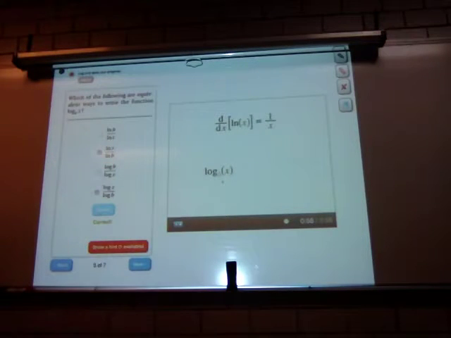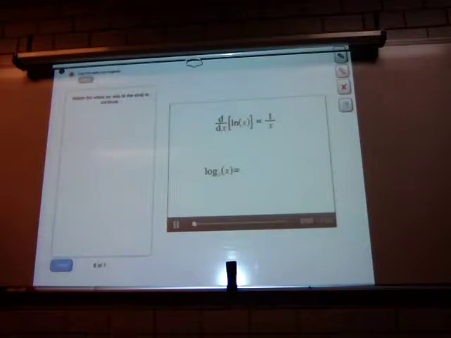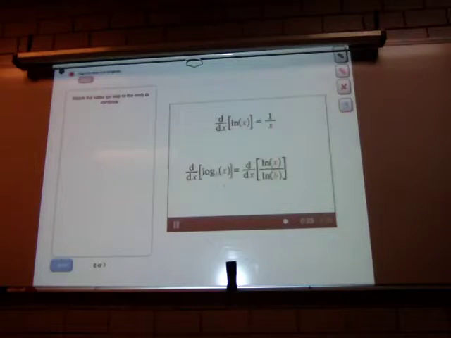Right. You can use the change of base logarithm identity. And one of the ways to rewrite this expression is the natural log of x over the natural log of b. Taking the derivative of both sides of this equation, we see that the derivative of the log of x base b equals the derivative of this fraction. Can you simplify this expression to find the derivative of the log of x base b?